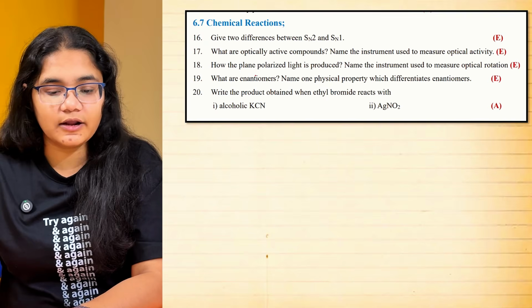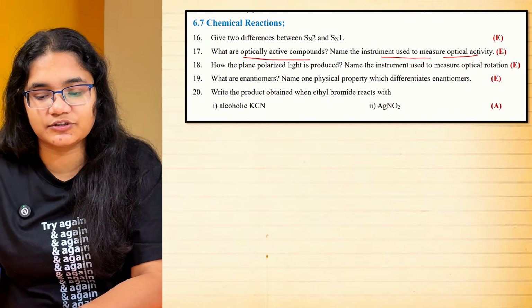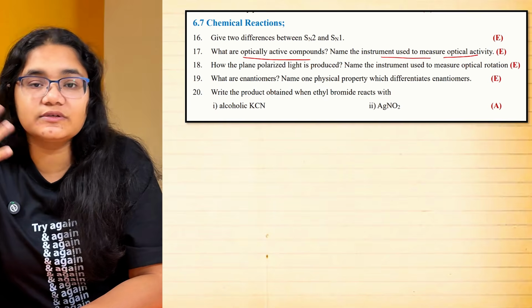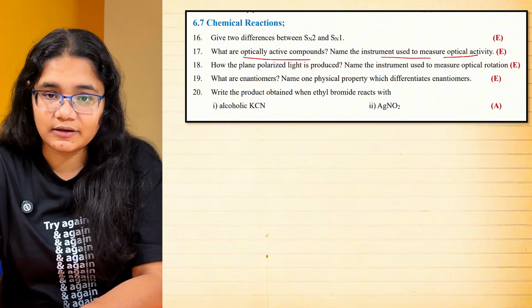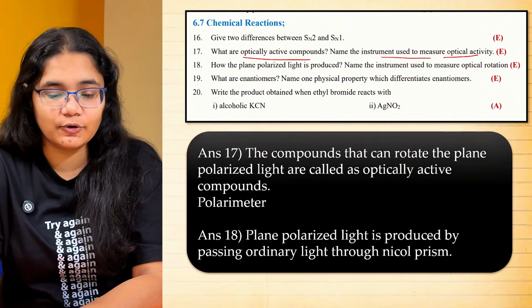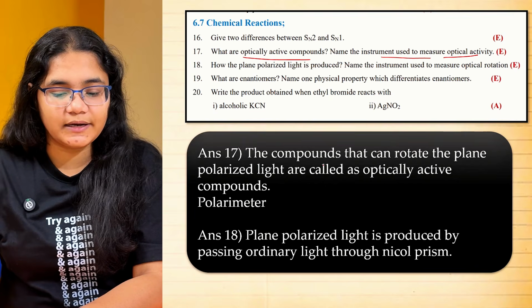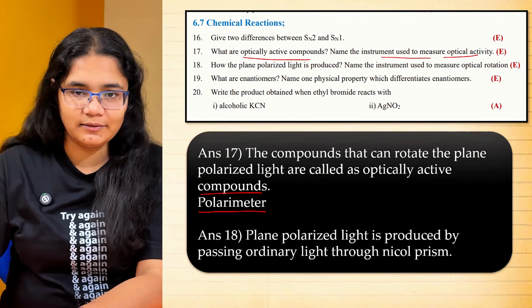Next, what are optically active compounds, and name the instrument used to measure the optical activity. So those compounds which can rotate the plane polarized light are called optically active compounds. And what is the instrument name? That is your polarimeter. The device is polarimeter.